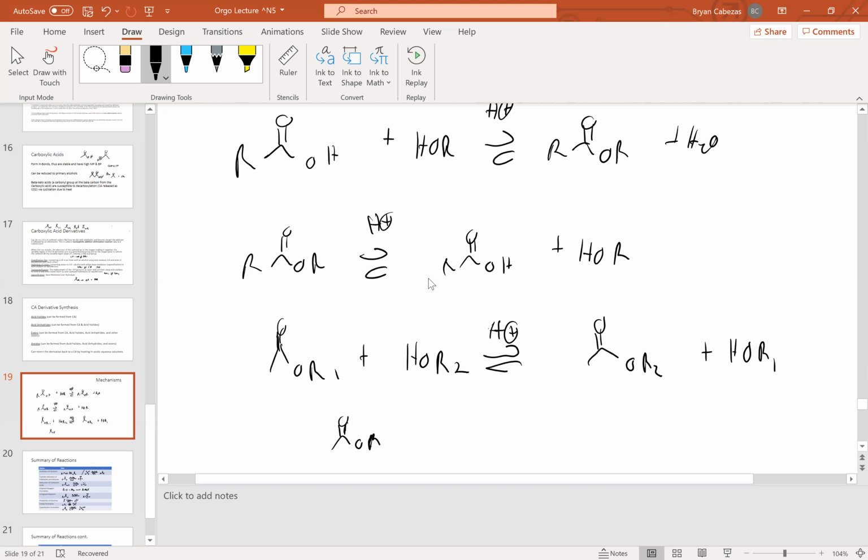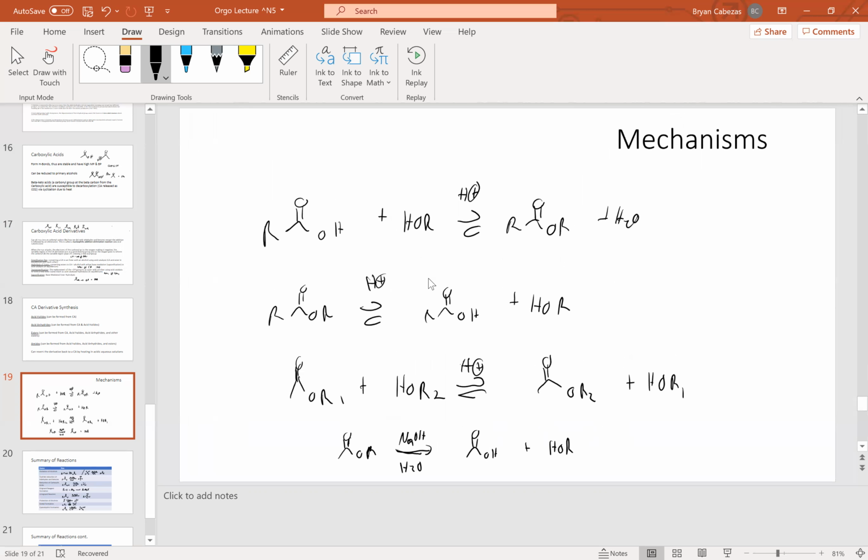And then saponification, again, it's just your ester. It's not going to be in equilibrium, so you're going to be in NaOH. This is NaOH and water, H2O. You're going to form your carboxylic acid, and you're going to have your alcohol reform. So these are the four, right? You have the esterification, you have the hydrolysis, you have the trans-esterification, and then here you have saponification. Okay, you can pause the video.